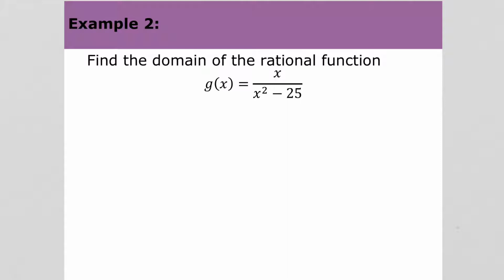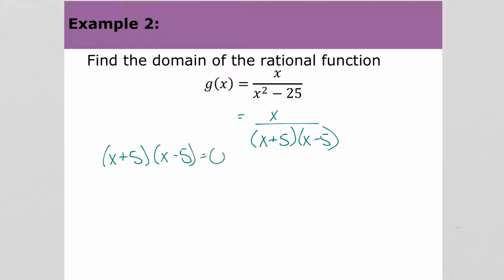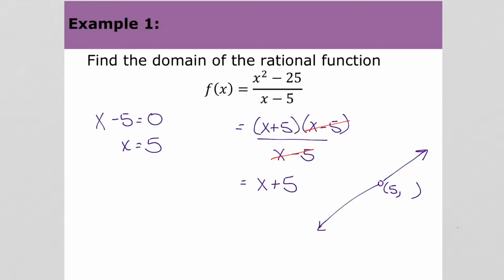So for example 2, let's look at this one. If we factor this one down, we've got x over x plus 5 times x minus 5, and nothing cancels out. So we're going to set our bottom equal to 0 and solve. And by the way, we didn't list our domain back here. It should be negative infinity to 5, and not including 5 because there's a hole there, unioned with 5 to infinity.